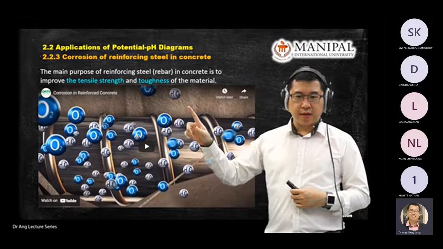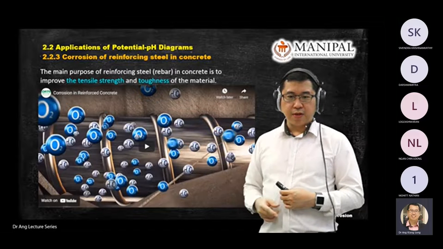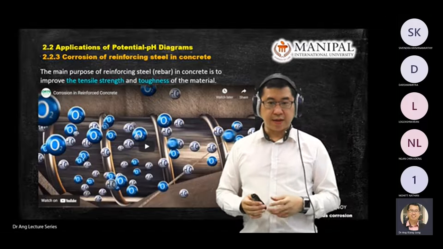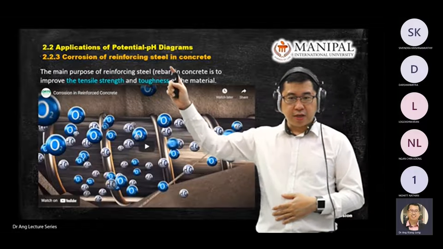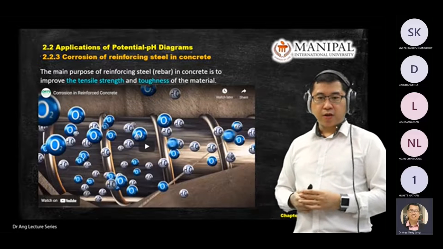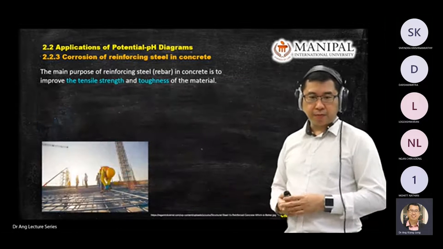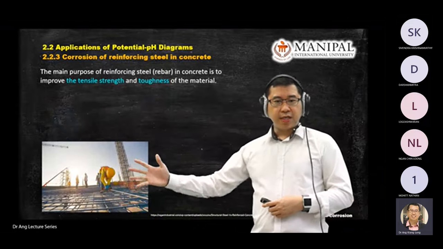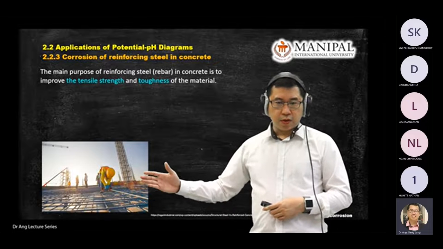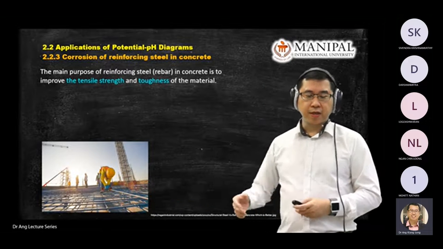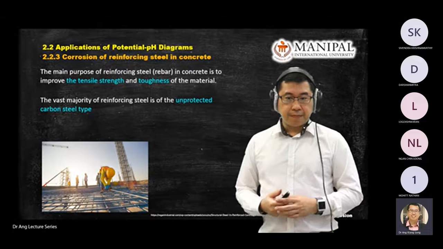With the chemicals mixed together with concrete and steel, you will create a corrosion problem, and the structure might fail after a few years, right? So today we're going to look at those particular cases where corrosion can happen in reinforced steel in concrete. We have seen the animation. So again, where can you see the reinforced steel? In concrete. You go to a construction site, you will see the steel and the concrete. Okay, right.